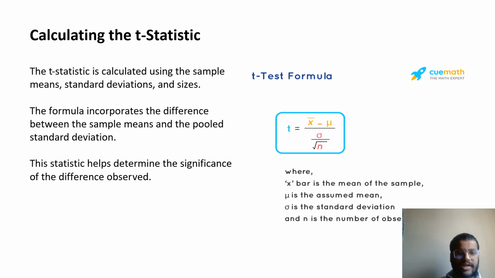Calculating the t-test statistic. The t-statistic is calculated using the sample means, standard deviations, and sizes. The formula incorporates the difference between means. The statistic helps in determining the significance of the difference observed.